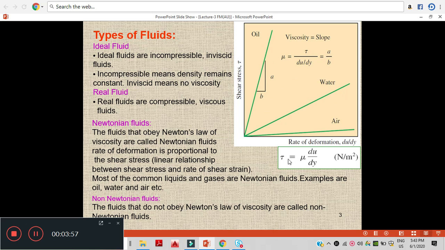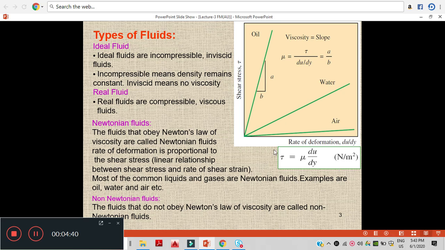Okay, so if we compare this equation with a straight line, what is the equation of a straight line? y equals mx plus c. So here y equals tau, the shear stress; m equals mu, which is basically the slope; and x equals du by dy, because the shear stress is directly proportional to the velocity profile or shear strain. And c equals 0, since this line starts from the origin. So for ideal fluids, mu is 0 and shear stress is 0. That means all ideal fluids will lie here.